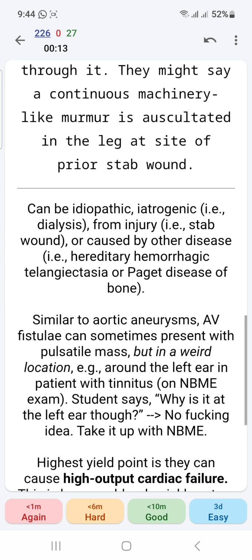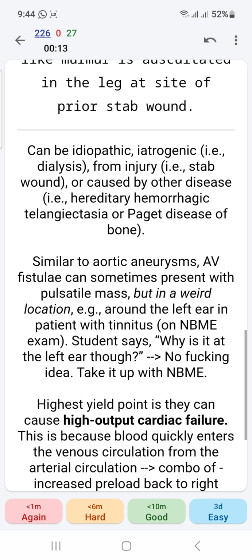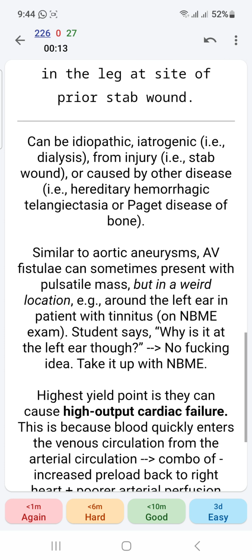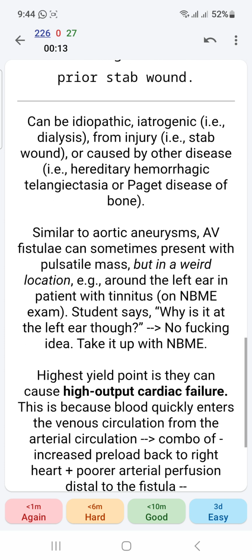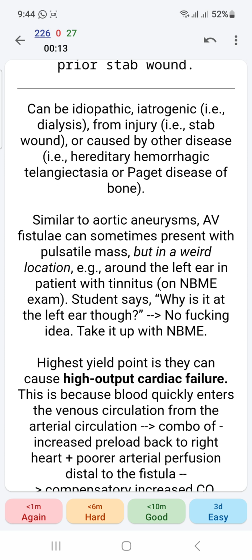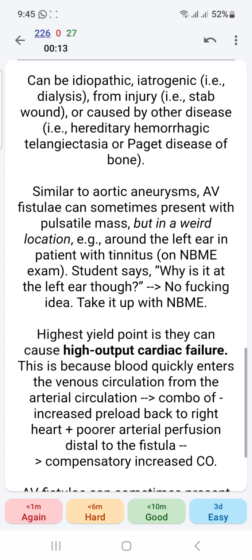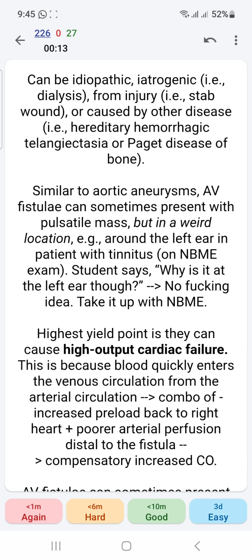It can be idiopathic, iatrogenic, that is dialysis, from injury, that is stab wound, or caused by other diseases, that is hereditary hemorrhagic telangiectasia or Paget disease of bone.